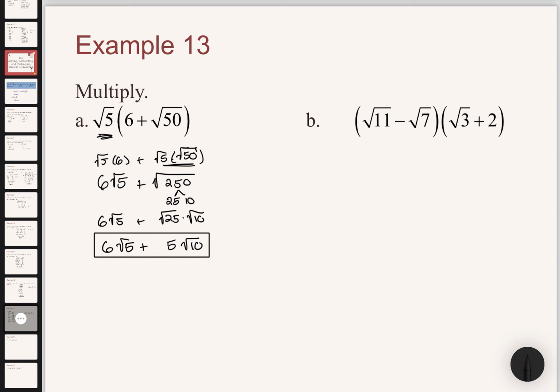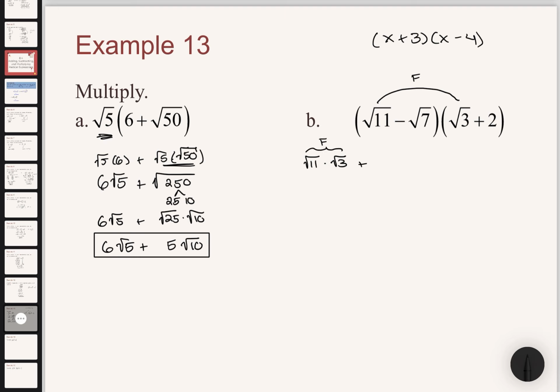All right, over here, you guys, if I gave you something like this, x plus 3 times x minus 4, you would FOIL it. You would multiply your first terms, your outside, your inside, your last. That's exactly what we're doing here. Okay, so I'm going to multiply my first terms, or maybe some of you would prefer the box method. You could apply that here as well. That would also work. So my first terms are going to be radical 11 times radical 3. So those are my first terms here.